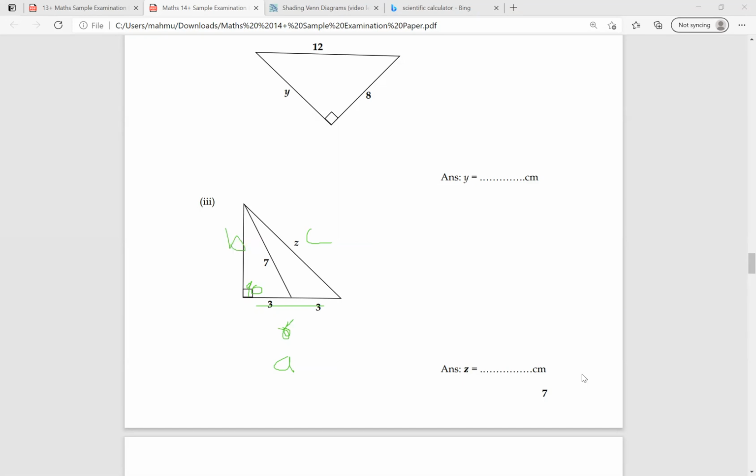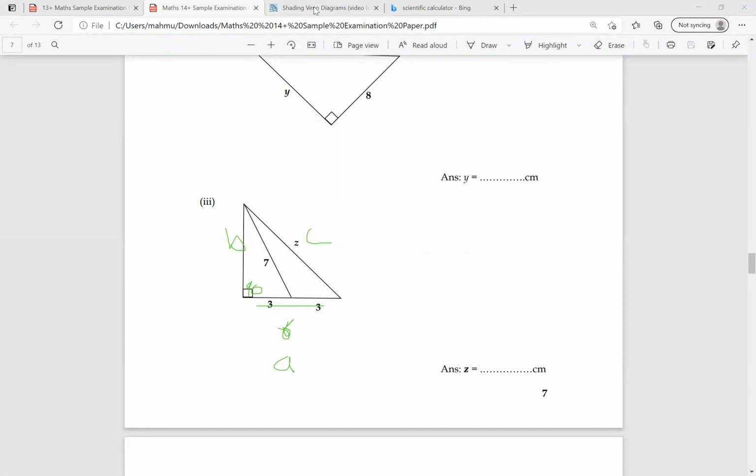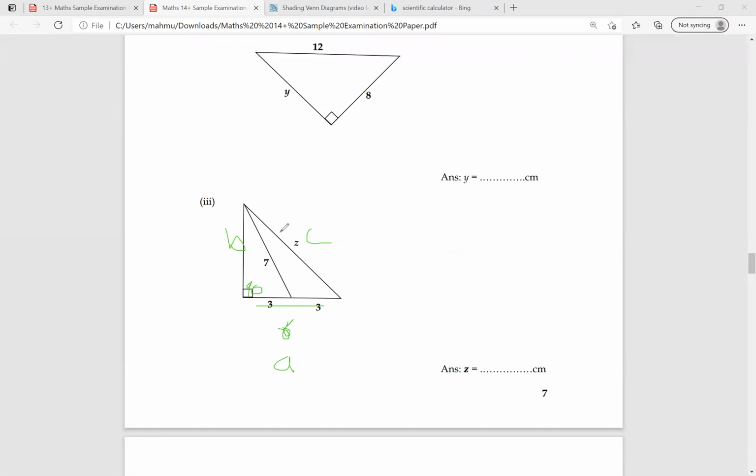So Z squared. No, you're not looking for Z squared first. First find B. You can't find Z squared because you haven't found B. Once you find B, then you could find Z. So how will you find B? Look, I don't know why you're not reading the paper. You have to find this side, right? B, right? Use this triangle first.